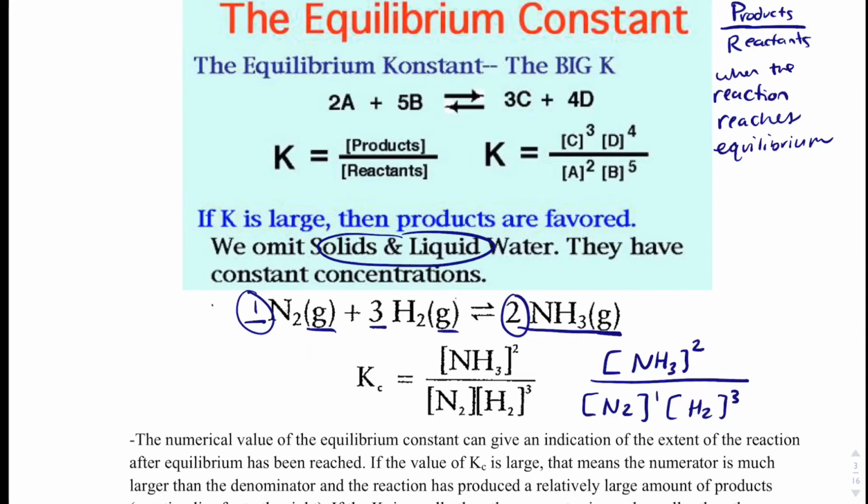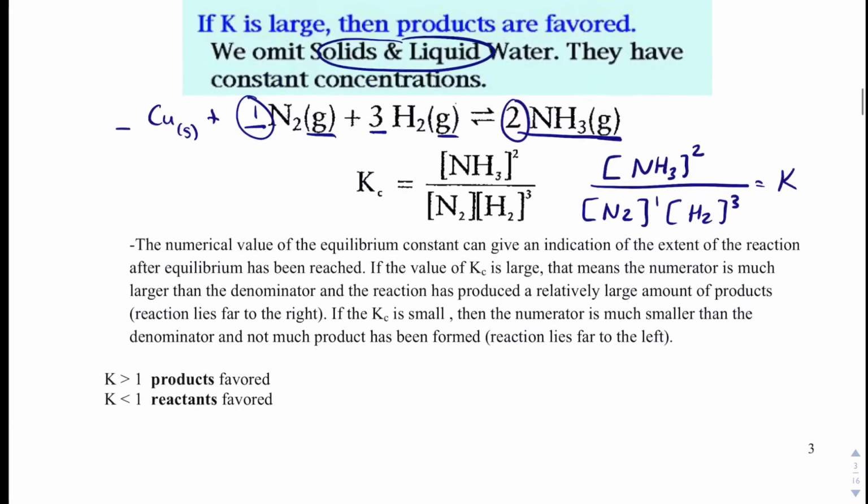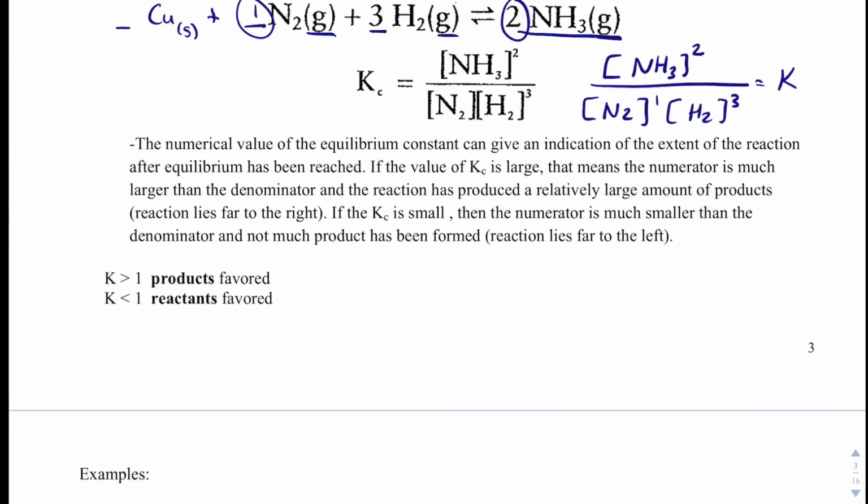And let's just say we had copper solid. I know we don't, but let's just say we did. We still would not change our K value because copper is a solid and would therefore not be included in our equilibrium expression. Okay. Now, if K is really large, greater than 1, that means products are in my numerator. They must be really big compared to my reactants.